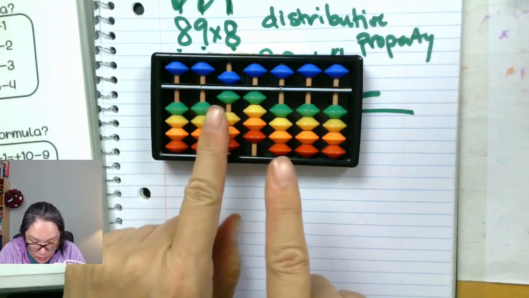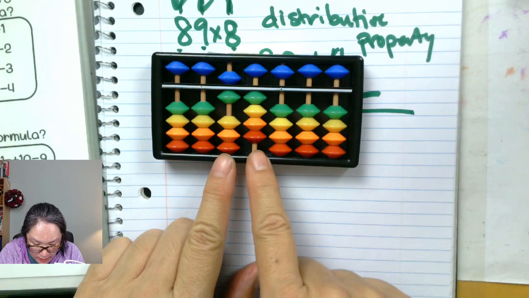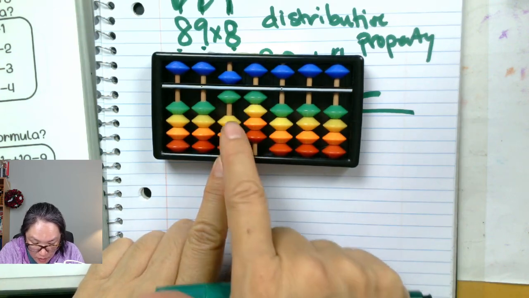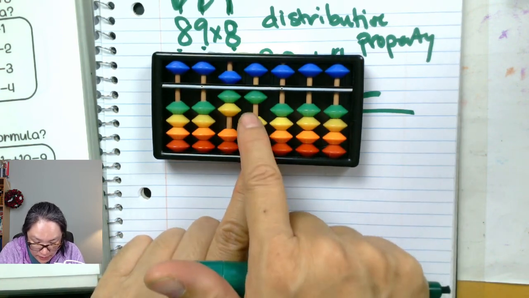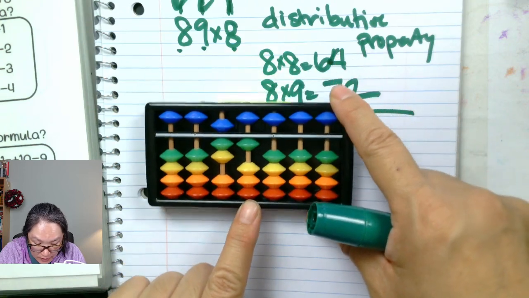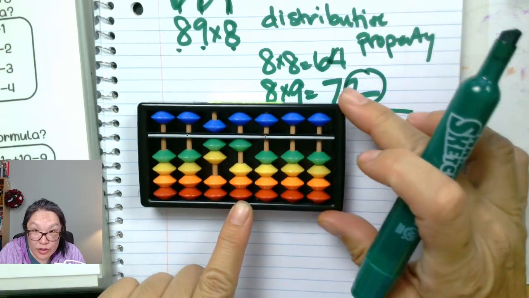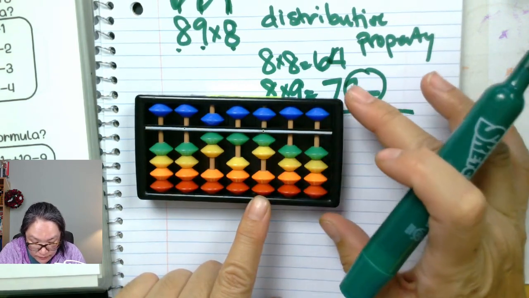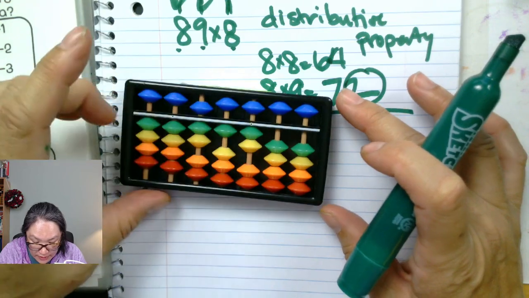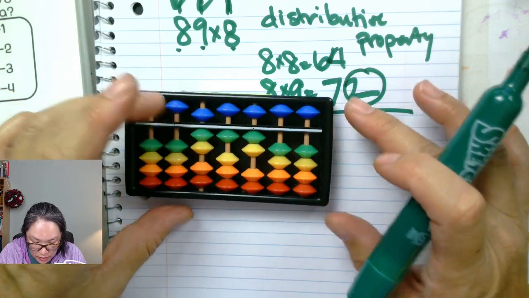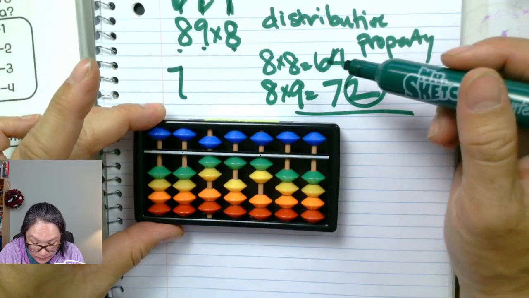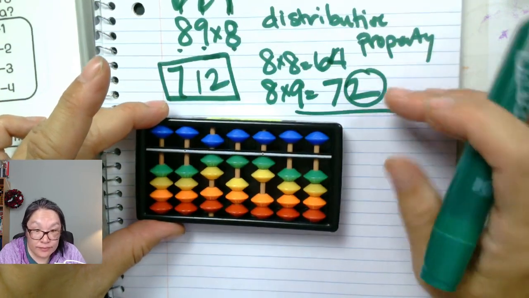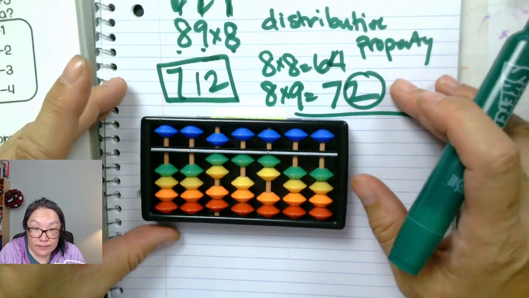Plus the 10, 1, 0, right? 1, 0 is 10. And then take away the 3. Add the 10, take away the 3. And then I need to add my 2. So if I add my 2, I'm over here. So my final answer is 712. That's my answer. That's it.